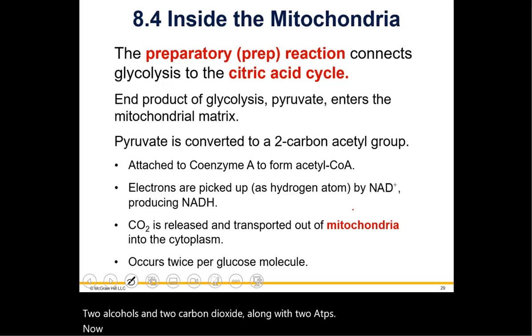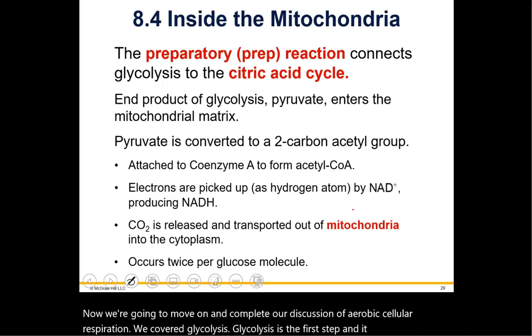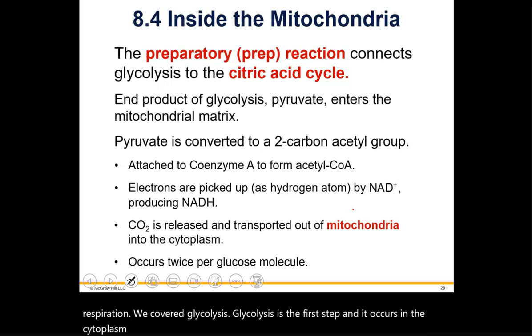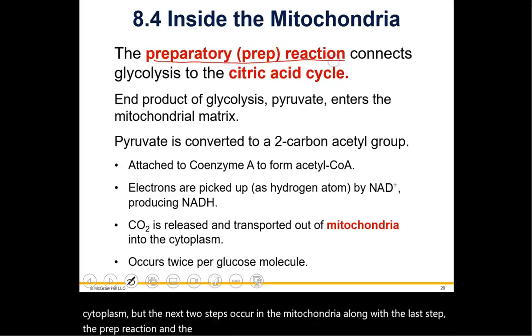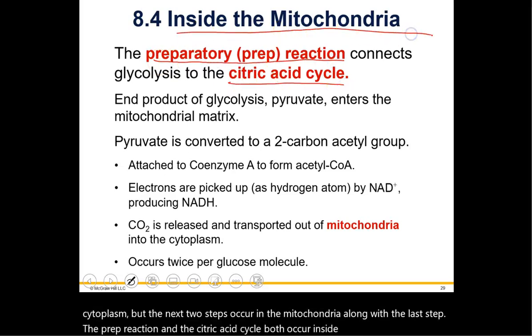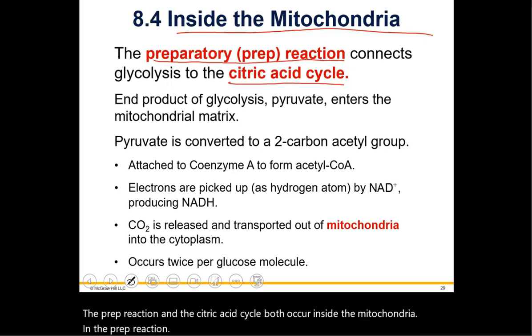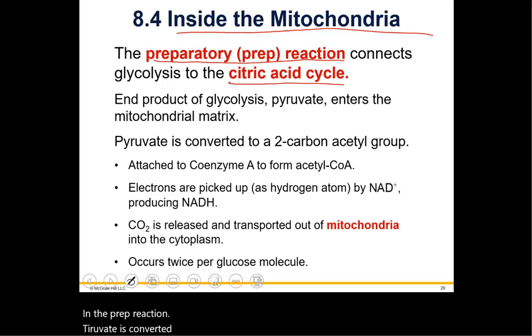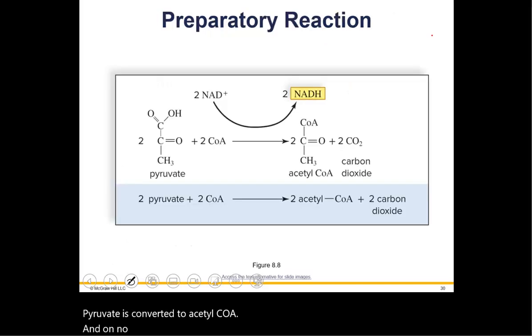Now, we're going to move on and complete our discussion of aerobic cellular respiration. We covered glycolysis. Glycolysis is the first step, and it occurs in the cytoplasm. But the next 2 steps occur in the mitochondria along with the last step. The prep reaction and the citric acid cycle both occur inside the mitochondria. In the prep reaction, pyruvate is converted to acetyl-CoA, and no ATP are produced in the prep reaction.